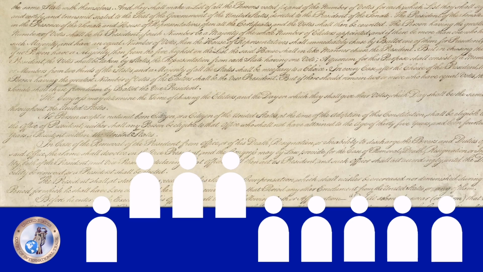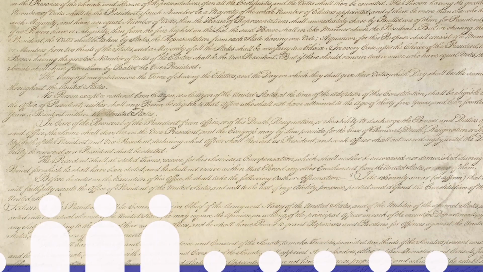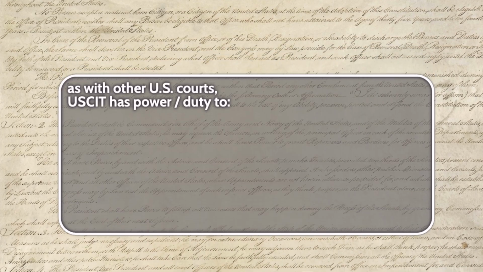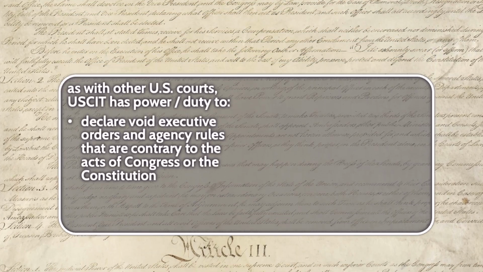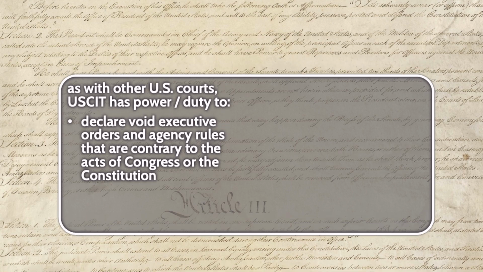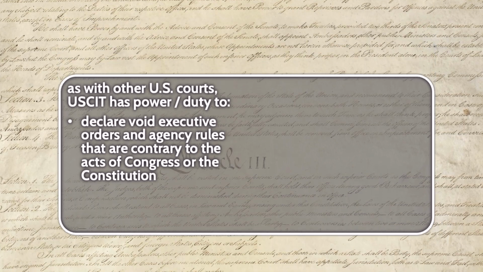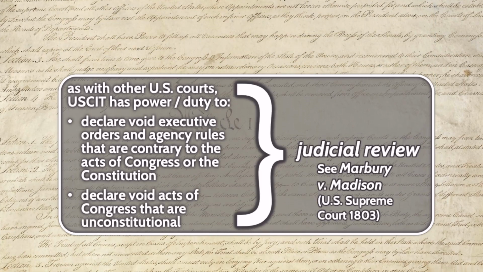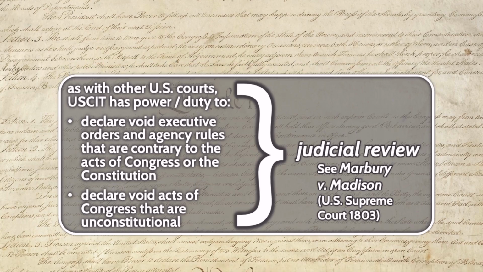As was established for U.S. courts in the early years of the Republic, the U.S. Court of International Trade has the power, actually the duty, to declare void any executive order or agency rules that are contrary to the law or the Constitution, and to declare as void acts of Congress if they are unconstitutional.